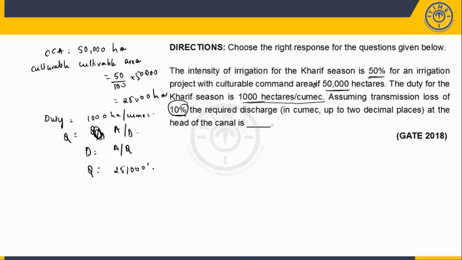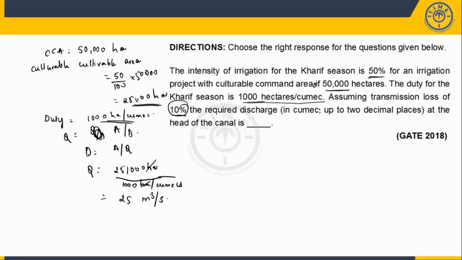If you forget the formula, I will tell you a simple logic. Here you have hectare, and here you have hectare per cumec. So you get cumec when you divide hectare by hectare per cumec. So 25,000 hectares upon 1,000 hectares per cumec is 25 cumecs. Cumec means meter cube per second.